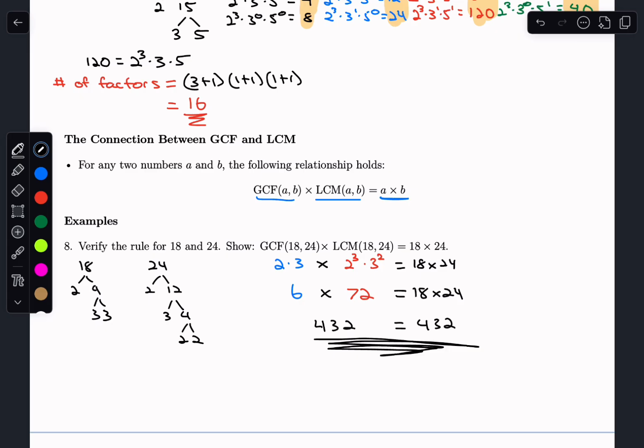All right, that's all I got for you guys in this one. Remember, prime factorization is going to be especially important when we get to fractions and we want to reduce fractions. So make sure you're practicing that prime factorization.